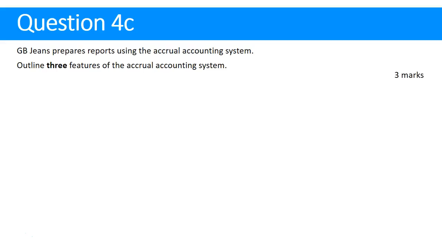So the question itself says, GB Jeans prepares reports using the accrual accounting system. Outline 3 features of the accrual accounting system. So what we need to do is just go back and realize, what are we doing and why?